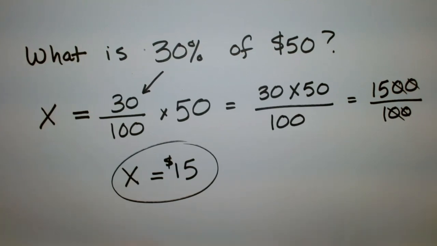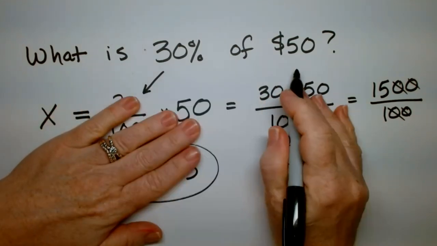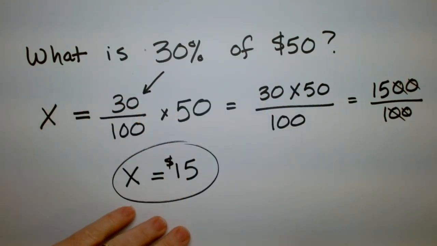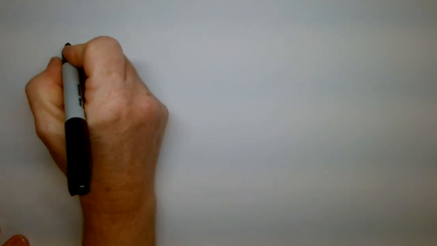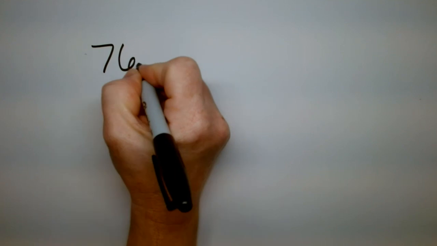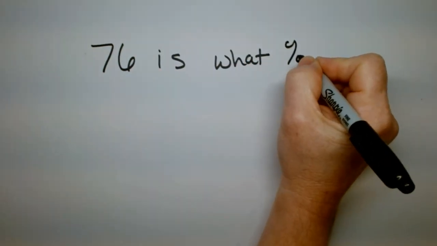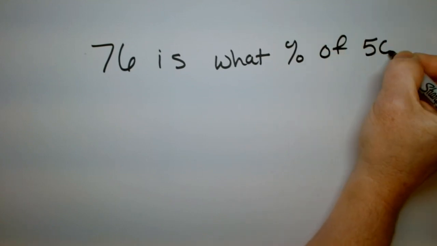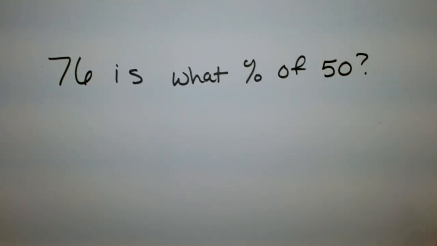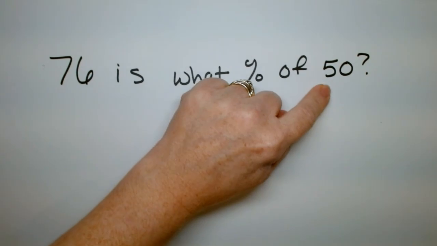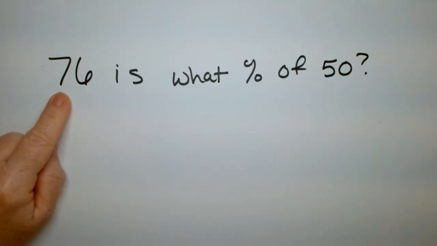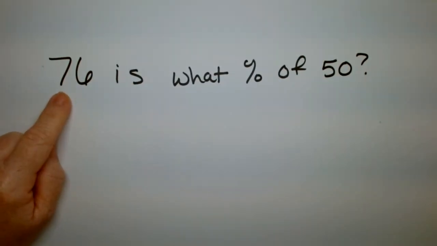All right, so these questions, do they feel confusing sometimes? Like, what is this? What is that? Yeah? Okay, so let's spend a little time on that. If I say 76 is what percent of 50? Okay, so I tell my daughter, all right, I need you to make 50 cookies. She comes back and she says, well, I made 76.